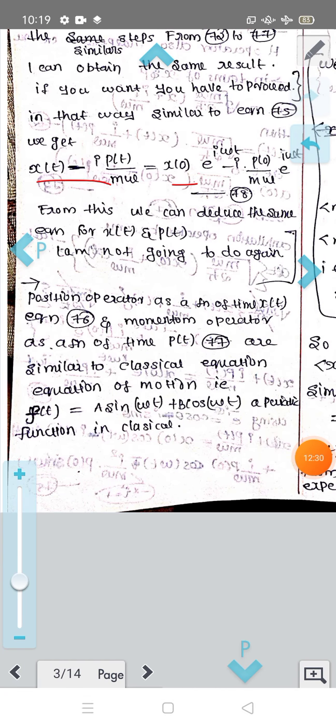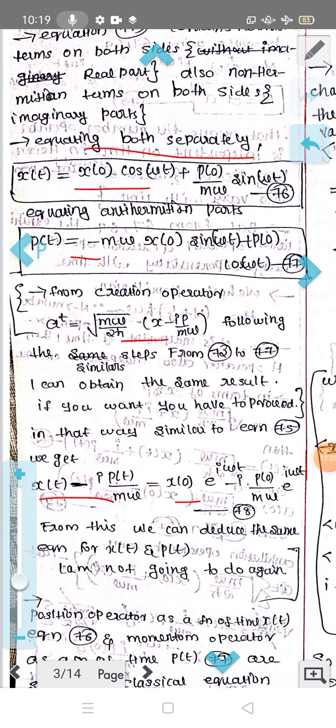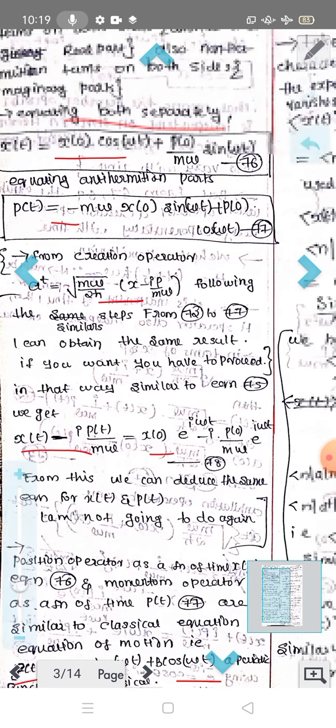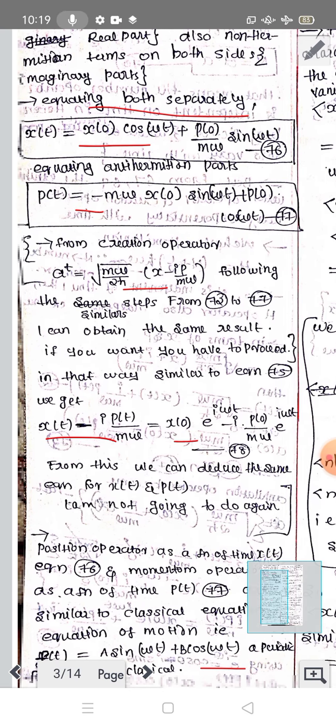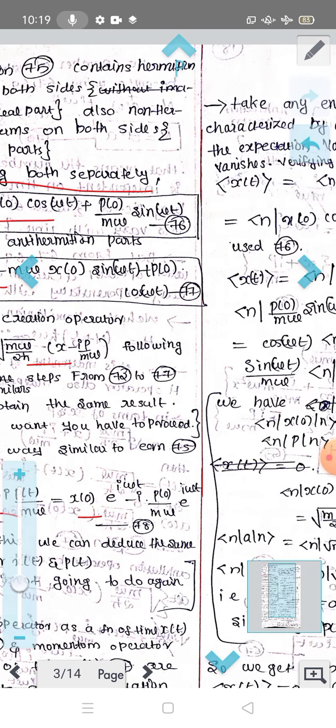So here, look at these two equations, x of t and p of t. They oscillate like their classical analogues. That is like f of t equal to a sin omega t plus b cos omega t, which is a periodic function in classical mechanics. Here it is also similar. So x of t and p of t are analogous to the classical oscillator.